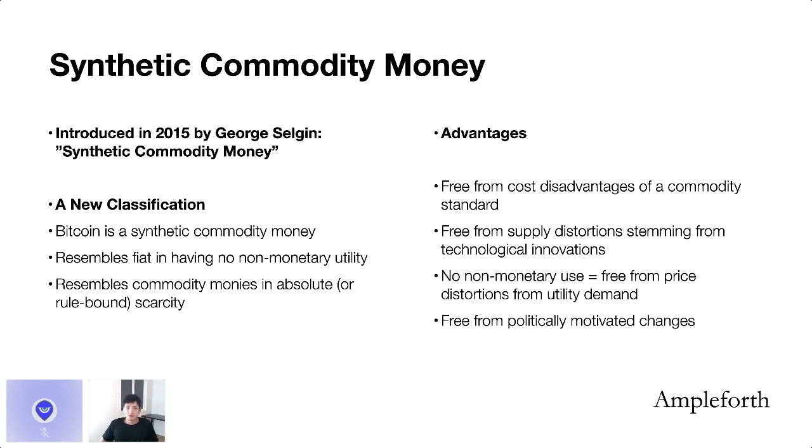And finally, it's free from politically motivated changes. Like I said, it's a rules-based policy. Nobody can really change it, and therefore there would be no politicking around the modification of something like Bitcoin supply policy. I again kind of harken back to the rule-based description.